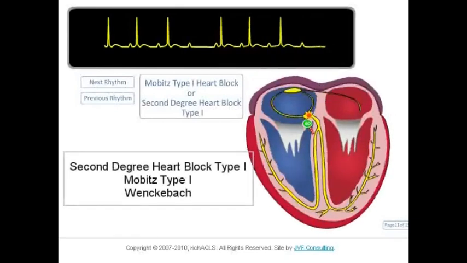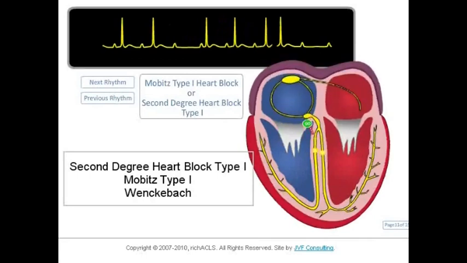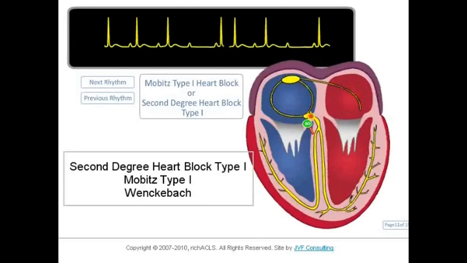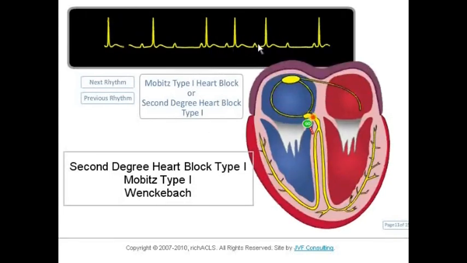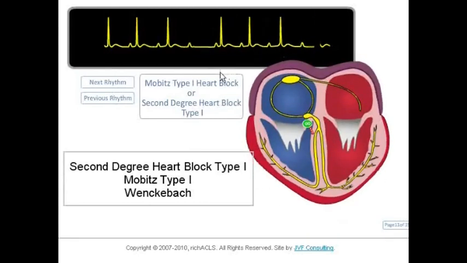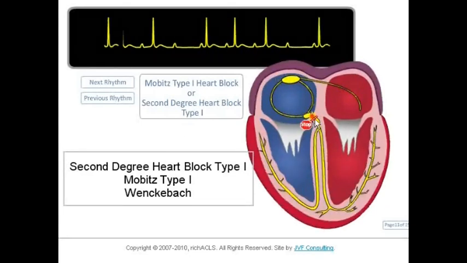Here is the second degree heart block type 1, also called Mobitz type 1 or Wenckebach. The unique characteristic of this normally benign block is a progressive lengthening of the PR interval until an atrial impulse is not conducted through the AV node. The problem is with the tissue in the AV node and is usually transient.